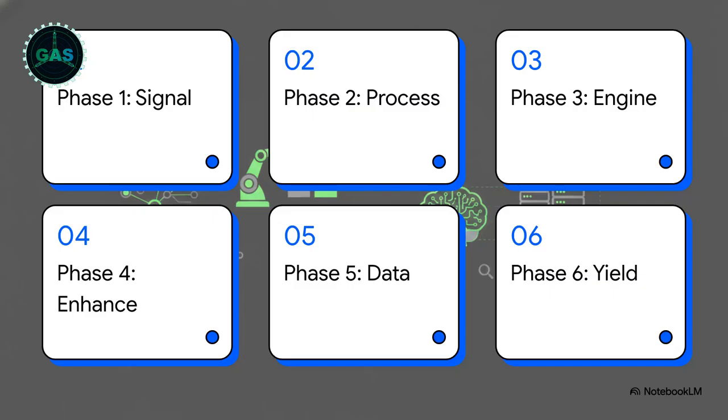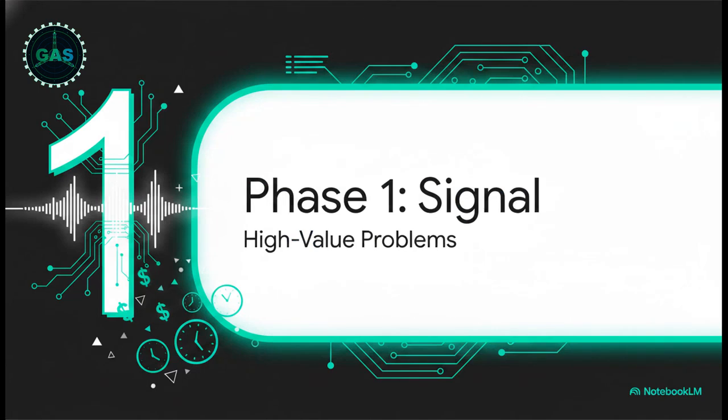To actually harness this technology profitably, we're going to execute the S.P.E.E.D.Y framework. This is a rigorous operating procedure moving you from concept to cash flow. We'll cover signal, process, engine, enhance, data, and finally yield. Phase 1 is the signal, which is all about identifying high-value problems.